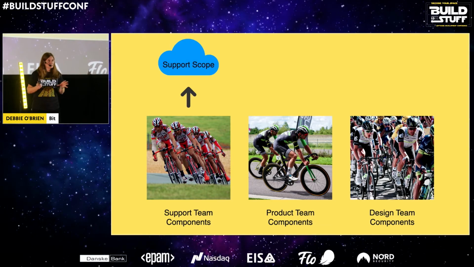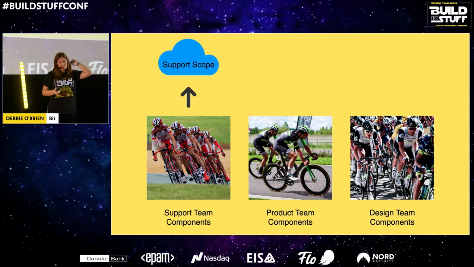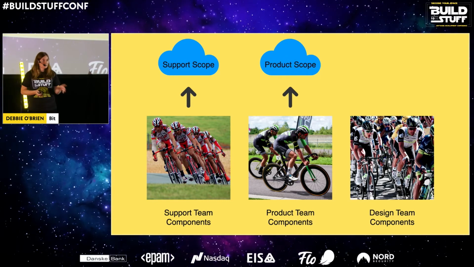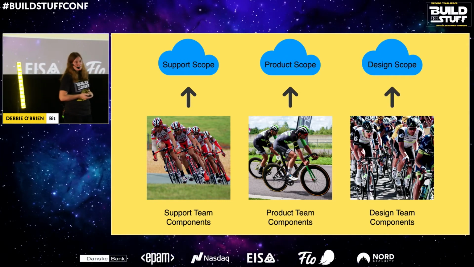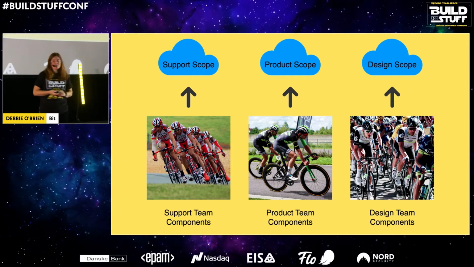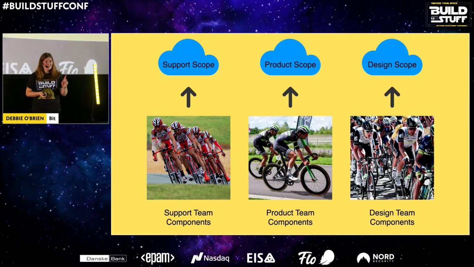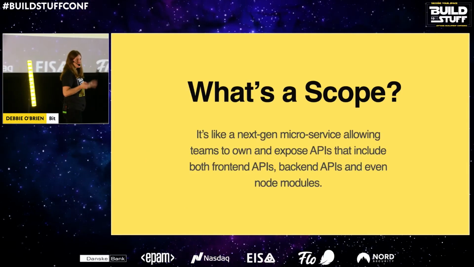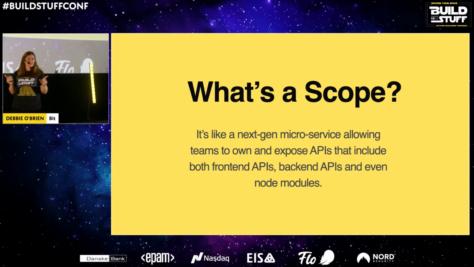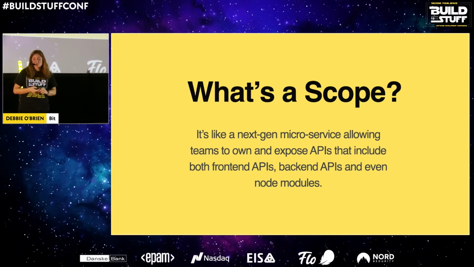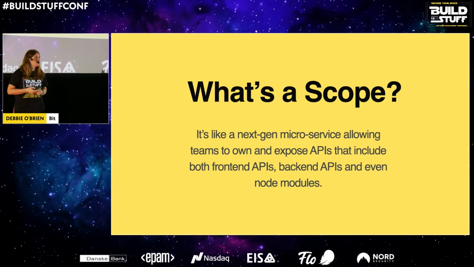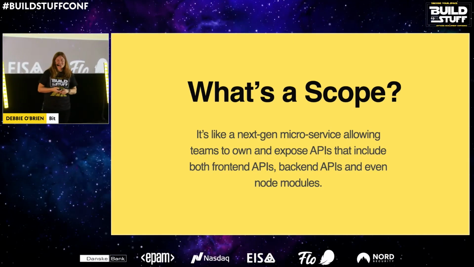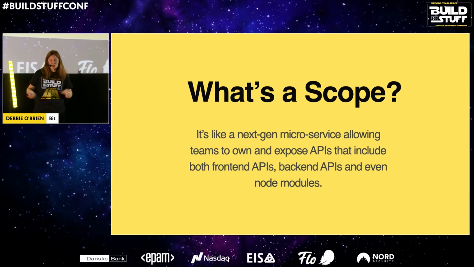So the support team is going to build their components, and they're going to push them up to the support scope. The product team will push their components up to the product scope, and the design team will push their components up to the design scope. Now you're going to ask, what's a scope? A scope, and this is kind of cool, is like a next-gen microservice, allowing teams to own and expose APIs that include both front-end APIs, back-end APIs, and even node modules. Nice. Kind of big words there, but let me show you.